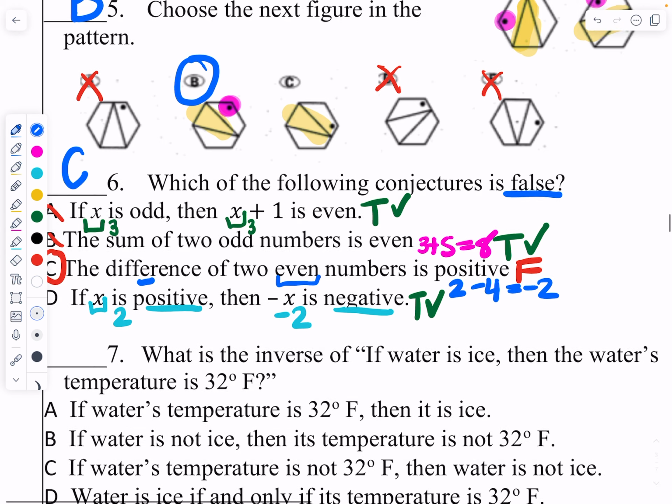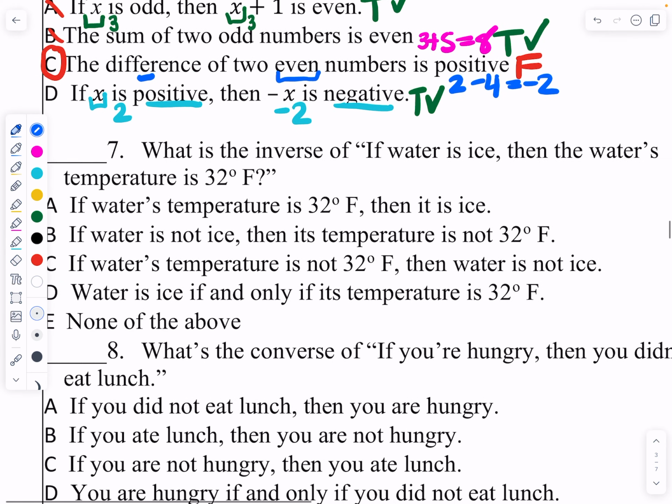Okay. What is the inverse of if? So let's start with this. If, here's my hypothesis, water is ice, then the water's temperature is 32 degrees, okay? So it doesn't say to see if it's true or false, it just wants the inverse. So what is our inverse? Our inverse is going to be not P, then not Q. Okay, so what is that in colors? The inverse is going to be if not yellow, then not blue.